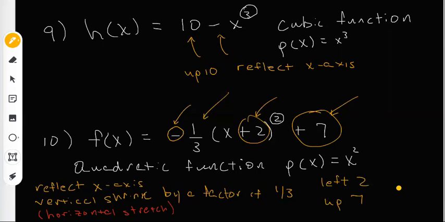So that's what you'll be doing for your classwork today. You'll be identifying the parent function by name and by formula, just like I did right here and right here. And then you need to tell me what the transformation is from p of x to f or g or h or whatever.